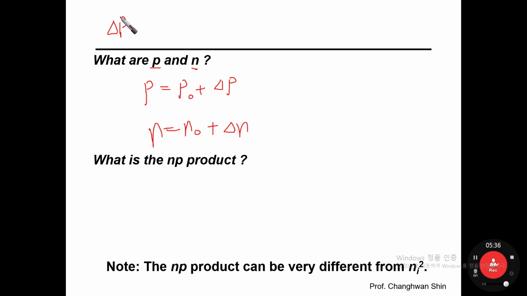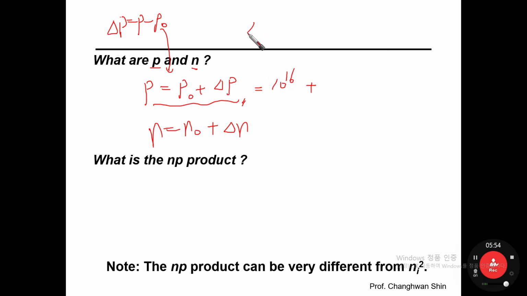Previously I said delta P is defined as P minus P naught. So using this equation, you can get this. Okay, and what was P naught? In question number 1, P naught was 10 to the 16. And what is delta P?